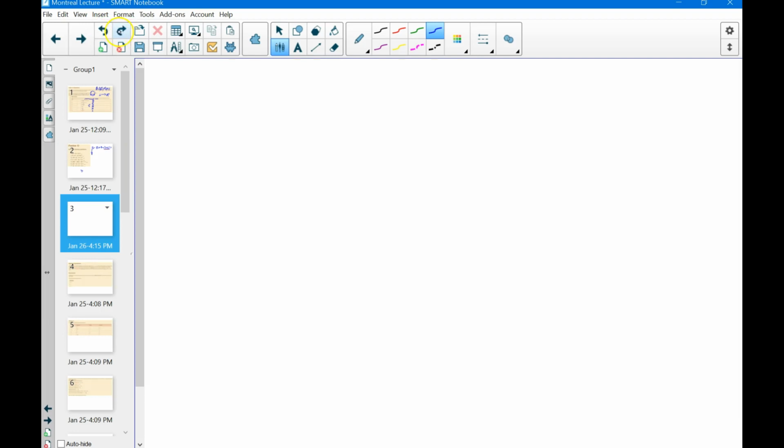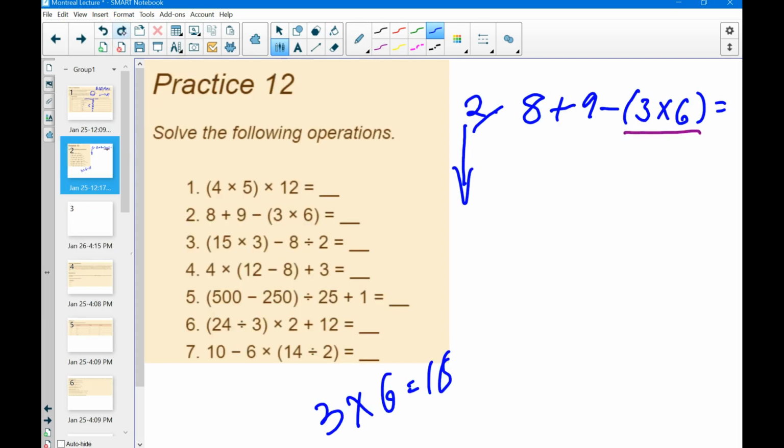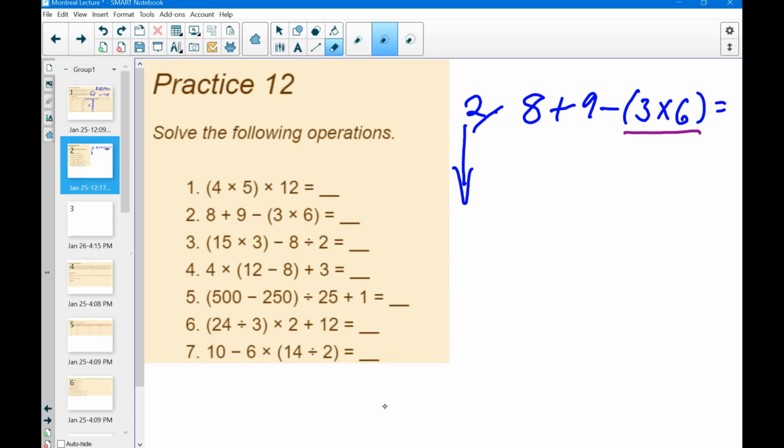Oops. So maybe we'll just erase that. It'll be easier. Okay, so getting back to solving this.